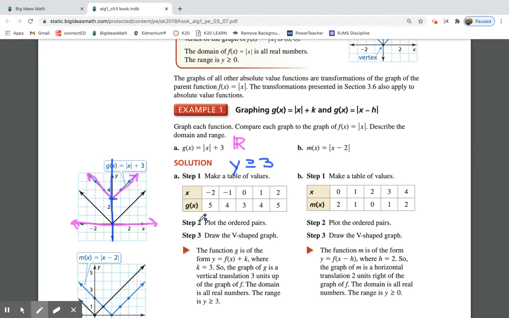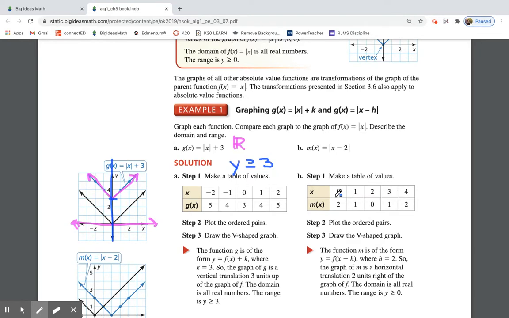And that's it. Okay, so now we're going to look at another one. We'll look at B. This says m of x equals the absolute value of x minus 2. So again, we're adding or subtracting, so that tells us it's a translation, and we are doing it inside the function, which tells us it's horizontal. So we know we have a horizontal translation, which means it's going to slide left or right from the original function. Okay, so then we make a table to plug in some x values.